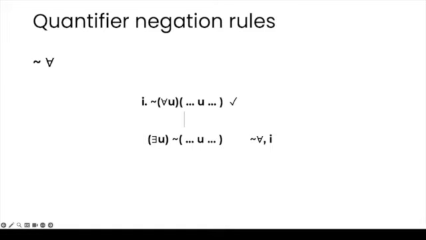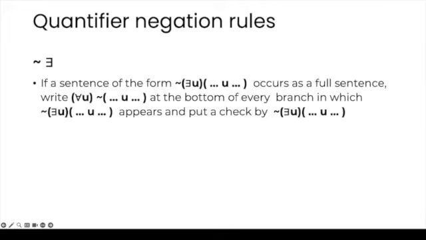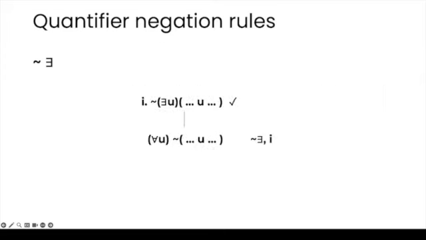And here's the same, but in diagram form. Now, notice that we are allowed to check this formula. This is because we replace it with an equivalent one, and so we don't need it anymore. In fact, if you cross it out, I wouldn't be mad. Then there is a corresponding rule for negated existentials, which predictably enough goes like this. If a negated existential occurs as a full sentence, write the equivalent universal quantification of a negation at the bottom of every branch in which the first sentence appears, and then check it.